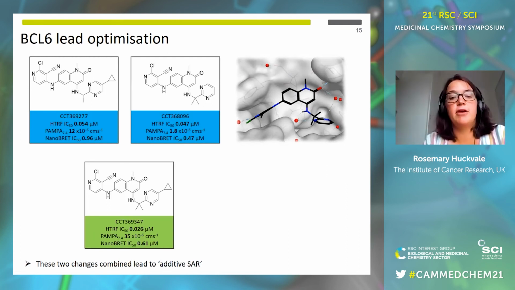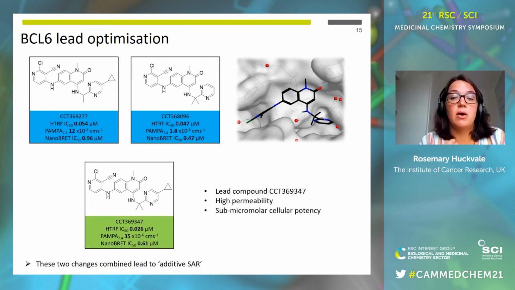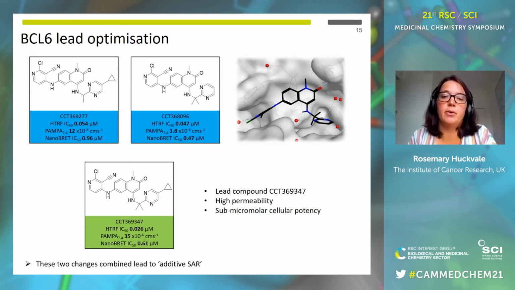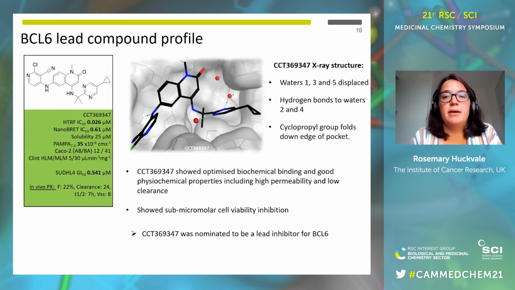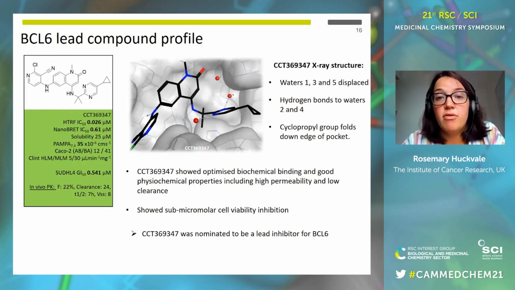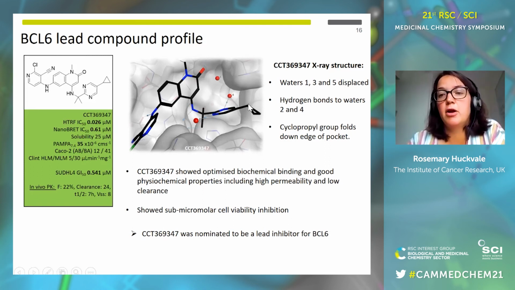So we have this compound 347, which was now our lead compound for the project. It has high permeability and sub-micromolar cellular potency, in addition to its 26 nanomolar biochemical IC50. Looking at this compound in more detail, we can see that we've displaced waters 1, 3 and 5. We've got hydrogen bonds to waters 2 and 4, and quite nicely we can see the cyclopropyl group folds down the edge of the pocket.